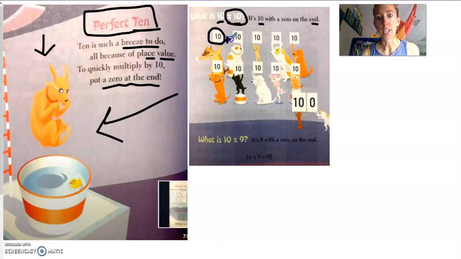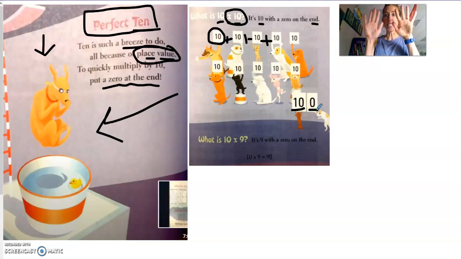Well, you could sit there and add them up or count by 10s 10 times. Or just know 10s is a breeze to do because of place value. So you can just put a 10 and put a 0 at the end. So if I count by 10 times, 10, 20, 30, 40, 50, 60, 70, 80, 90, 100. Or I just know 10 with a 0 at the end is also 100.